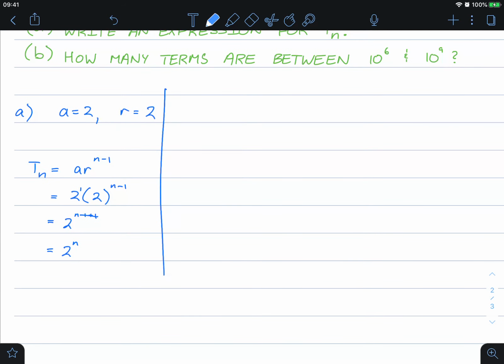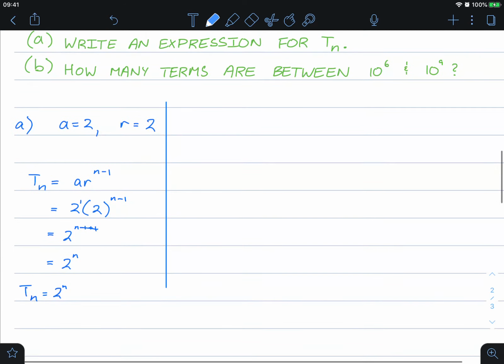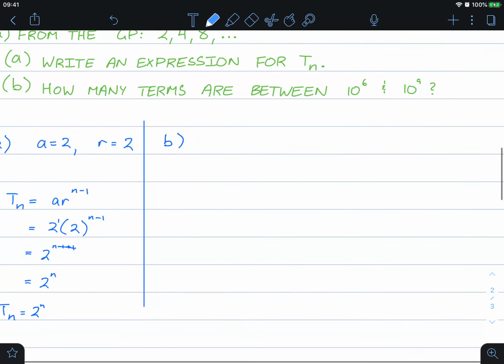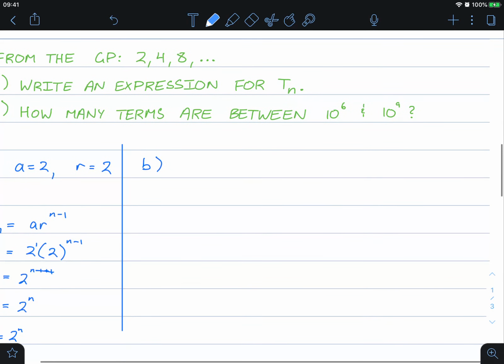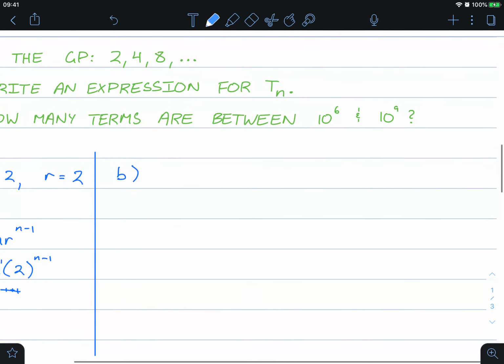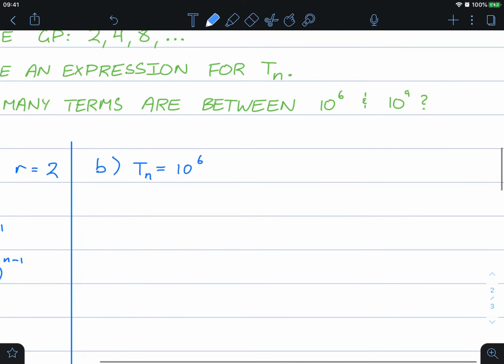So for question part B, here is an expression for t of n. So t of n is equal to 2 to the power of n. For part B, how many terms are between 10 to the power of 6 and 10 to the power of 9? So let's take a look if we can find t of n is equal to 10 to the power of 6, or the closest that we can get there.